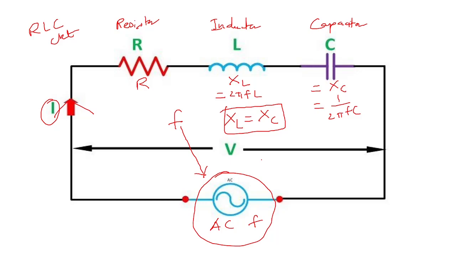So their effects are equal and opposite. They will get cancelled out. Their opposition to the flow of current will be cancelled out. And then what remains in the circuit will be only resistance.